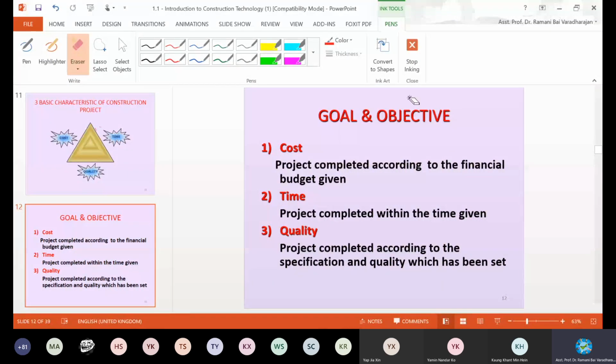Okay, number one, cost. The project is completed according to the financial budget given, right? You're not overdoing it. So your budget spent is up to the sanctioned amount. Time: the project is completed within the time given, right? Unless there is an MCO, or weather condition, uncertainties happening, you should be able to complete the project on time. Quality: the project is completed according to the specification and quality which has been set, right?